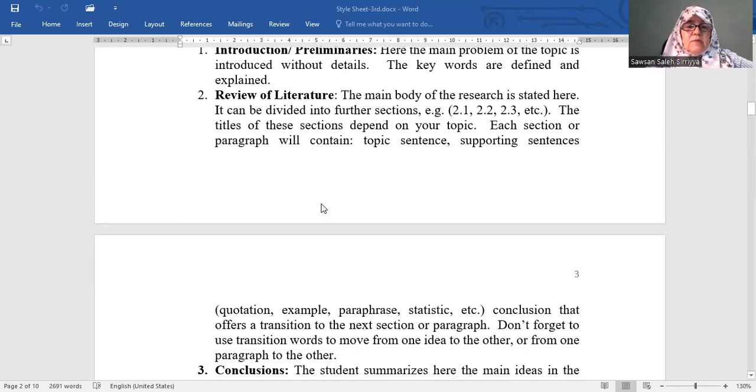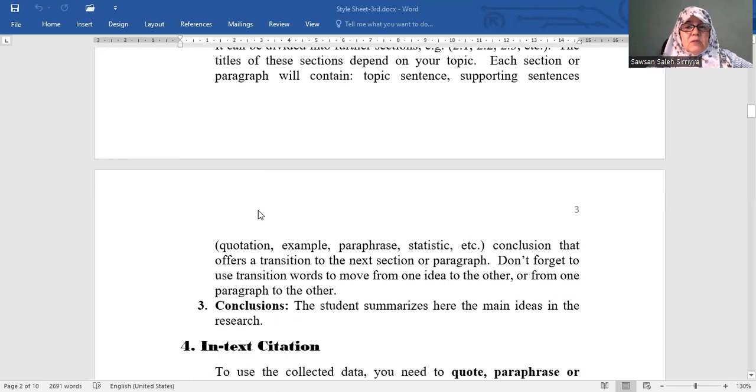The titles of these sections depend on your topic. You can number them or you can neglect numbering. Each section or paragraph will contain a topic sentence and supporting sentences. These supporting sentences could be quotations, examples, paraphrases, statistics, opinions, etc. Then you need a conclusion that offers a transition to the next section or paragraph.